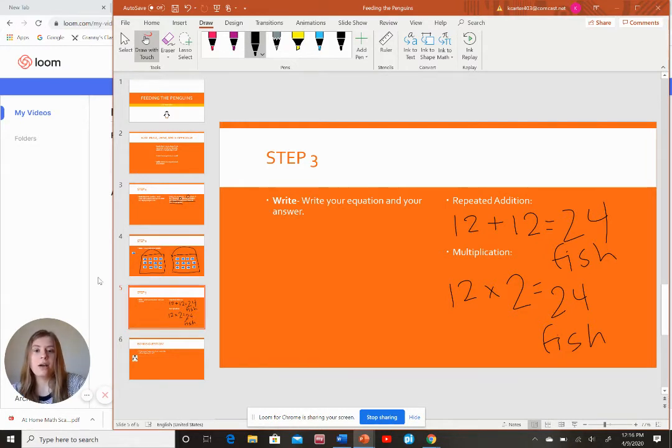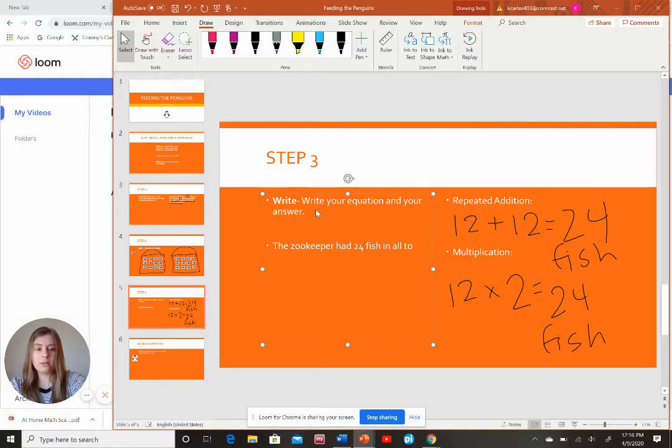Now we also want to be able to write our answer in a sentence. I'm going to say the zookeeper had 24 fish in all to feed the penguins. All right, so that's our answer for that one. So we used our 3 steps. Because of that, it helped us solve our problem step by step. It made it a little bit easier, at least for me. I hope it helps you guys too.